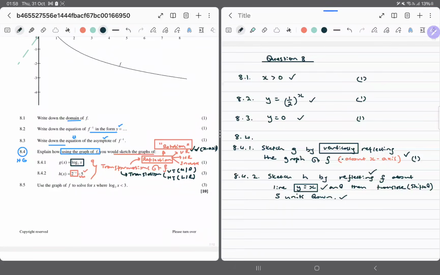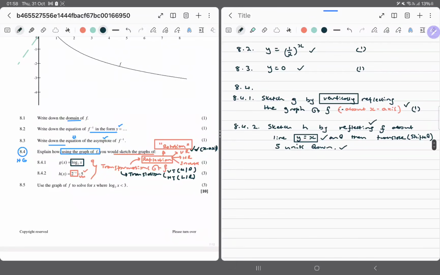Now that is the one. I hope you guys are happy there. Now let's just get those 3 marks and smile ourselves forward. So 8.5. Now it says use the graph of f again to solve.